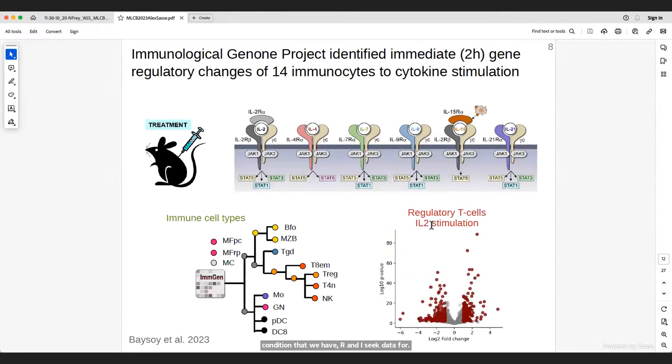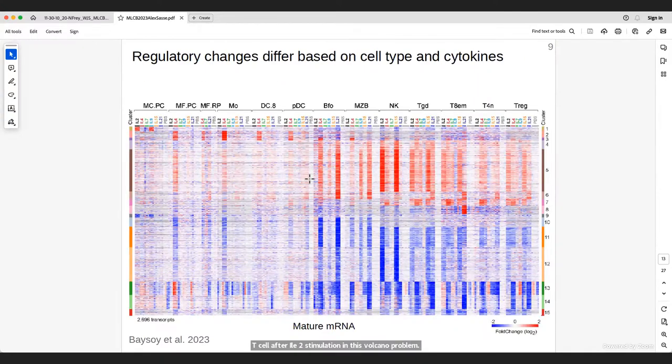With this new modeling strategy in hand, I want to turn now to a dataset that was recently published by the Immunological Genome Project, where 14 immune cells were stimulated with 6 different interleukins. Interleukins are important signaling molecules that, after binding to common and specific receptors, induce a cascade of events that eventually lead to changes of gene expression, as you can see here for one T cell after IL-2 stimulation in this volcano plot. The data matrix that we want to model is this one, where you see the 14 different cell types up here, and the stimulation of these cell types in colors underneath.